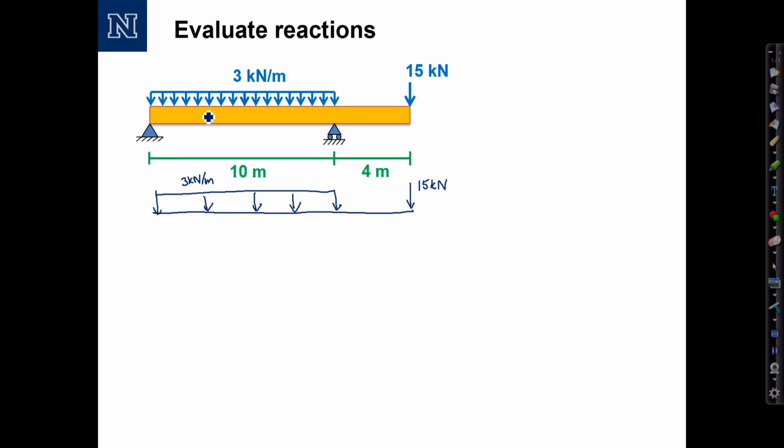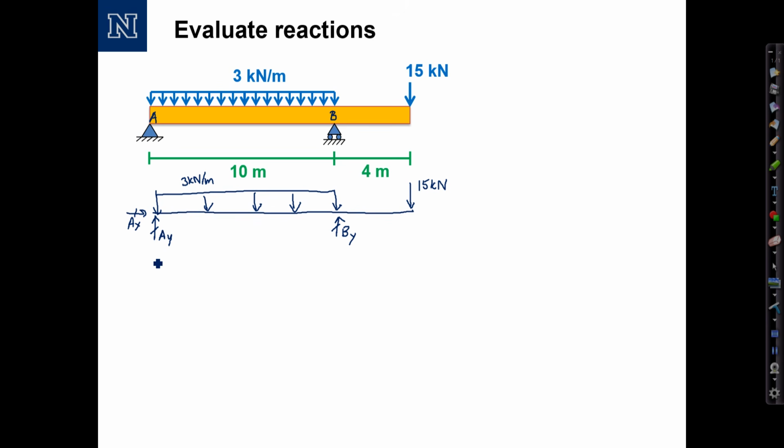Now, it's helpful to label the reactions if they aren't already labeled, so I'll call the pin support at the end here support A. I'll call the roller support support B. At my pin support, I have the unknown reactions A sub y and A sub x. At the roller support, I have my unknown reaction in the vertical direction only, which I'll call B sub y. Now I can proceed to apply the equilibrium equations.